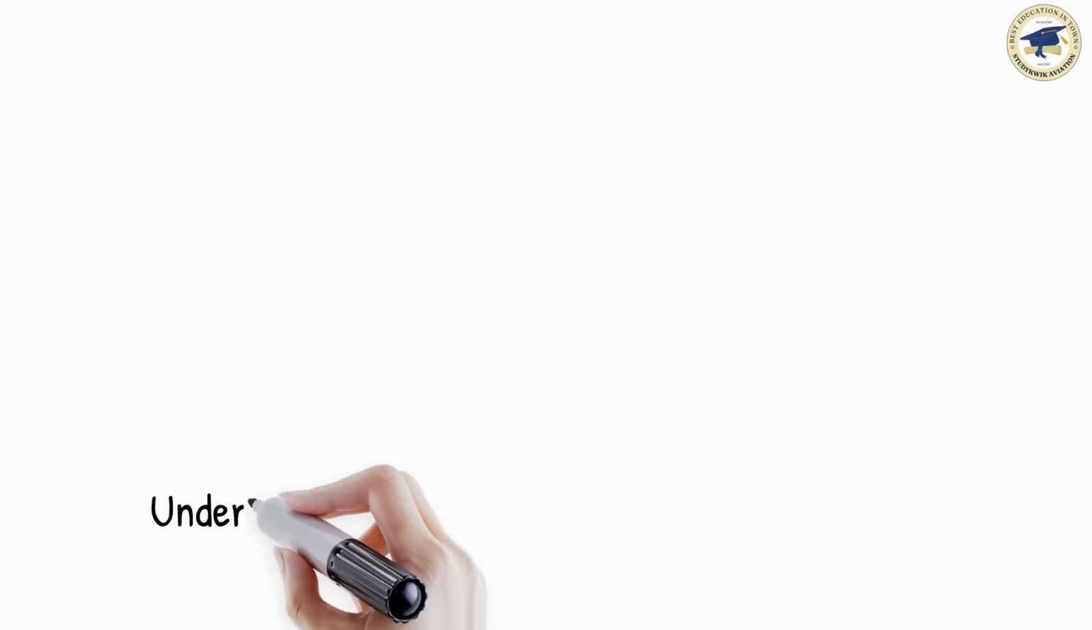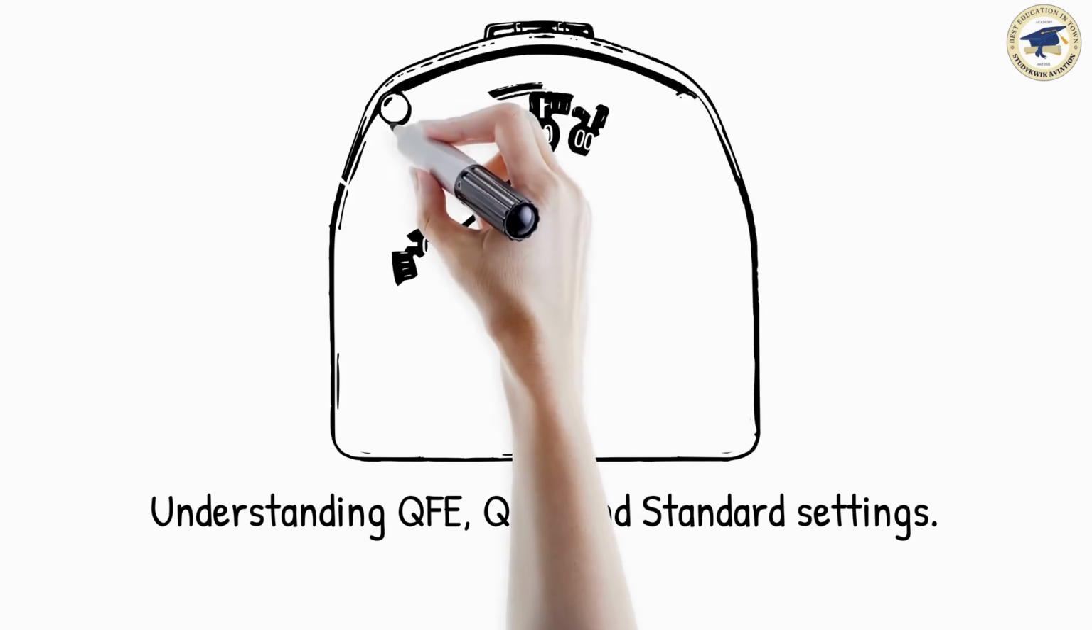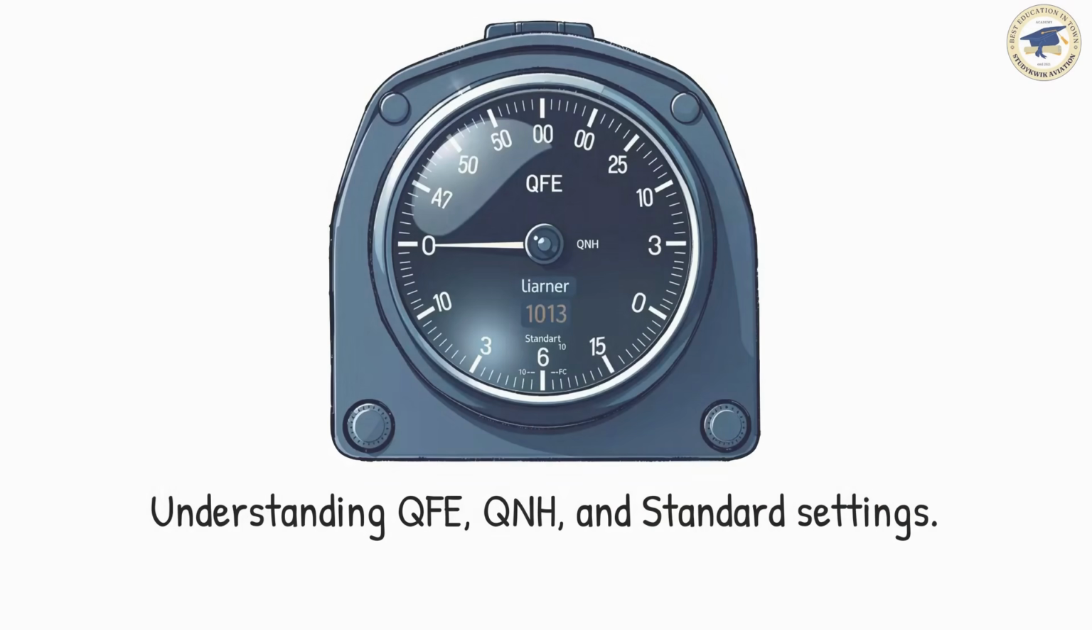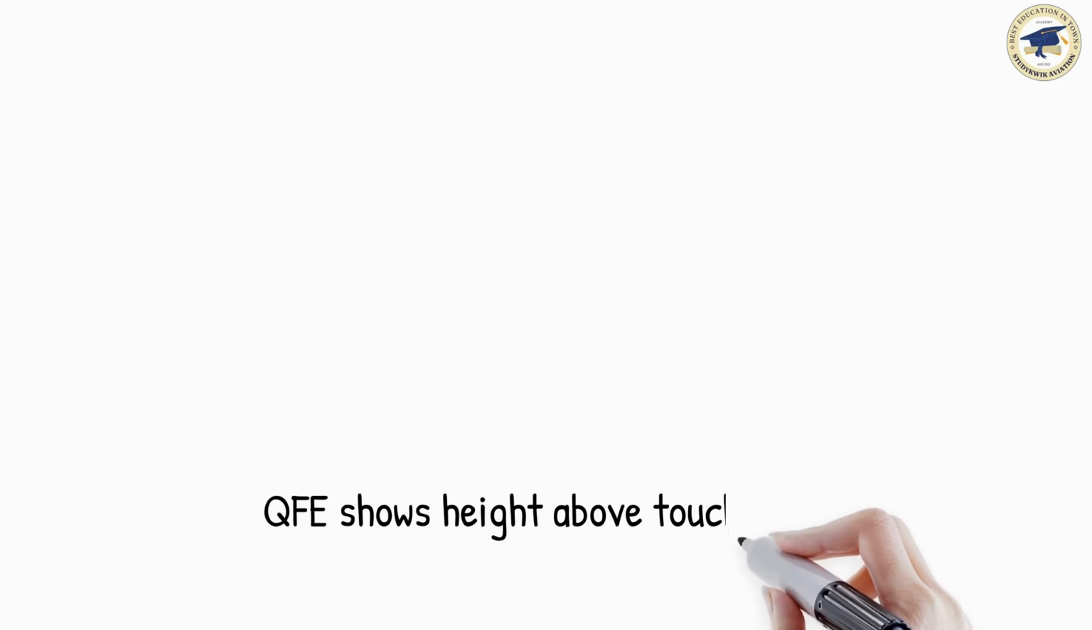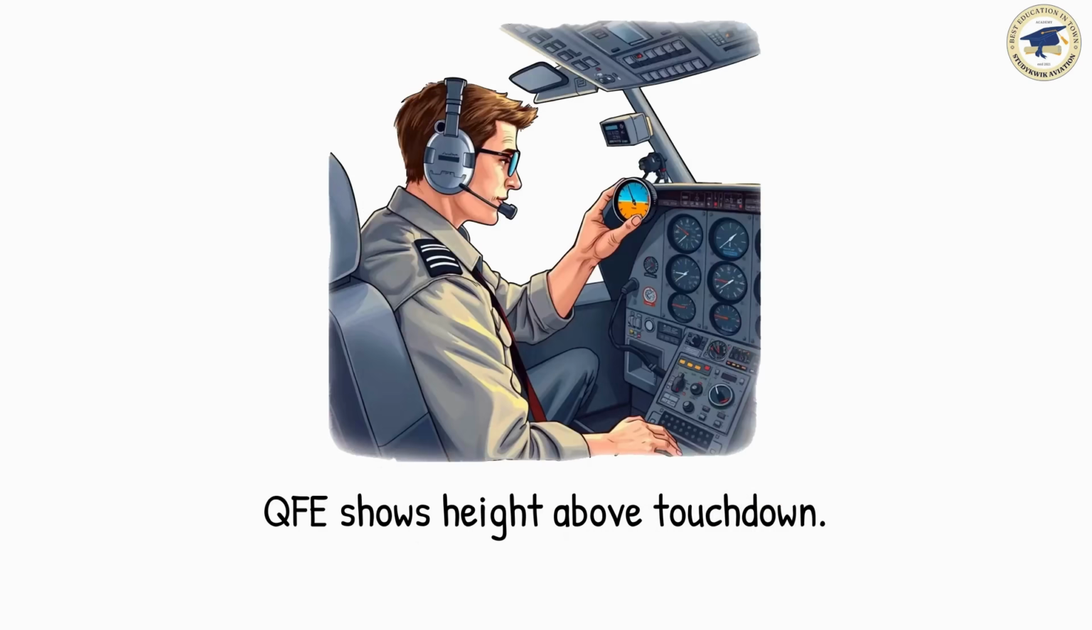So we have three common settings: QFE, QNH, and 1013 standard. These Q codes come from old Morse abbreviations. QFE: the altimeter reads 0 on the ground. It shows aircraft height above touchdown, used in basic flight training.